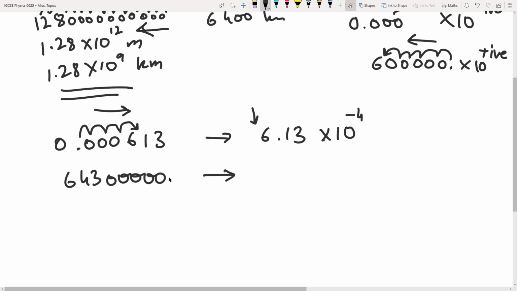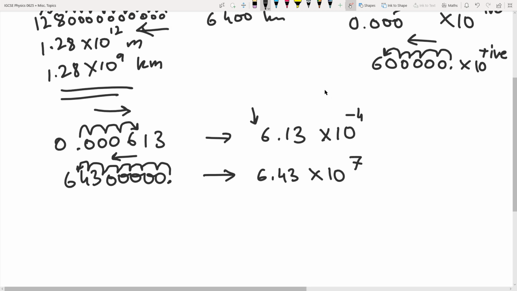And obviously when we don't have the decimal, we can say that the decimal is at the end, so we need to go 1, 2, 3, 4, 5, 6 and 7, right? 7 places, and we're going to the left now, so it is going to be 6.43 into 10 raised to power plus 7, right? Let's write some more numbers.